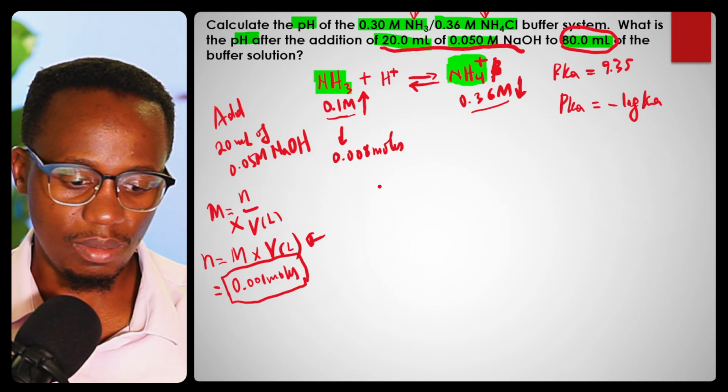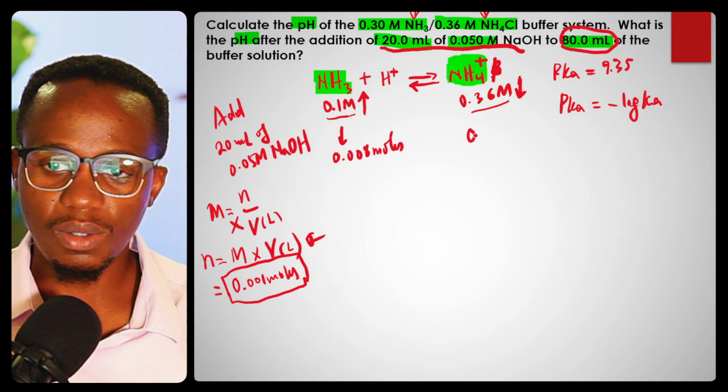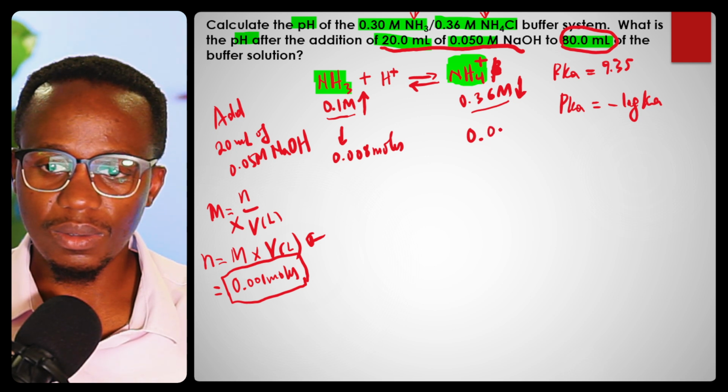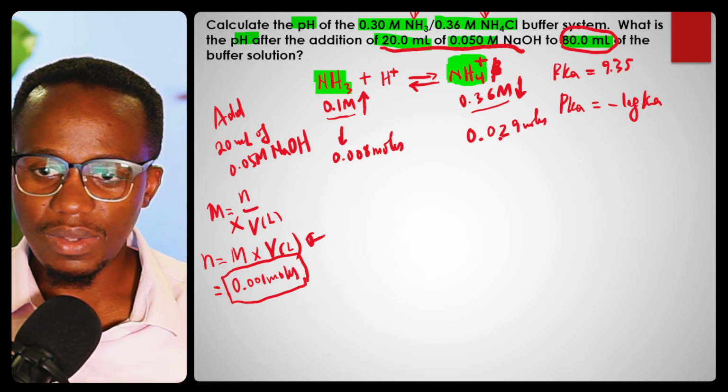0.36 times 0.08 is equal to 0.029 moles, right? So you have these moles.